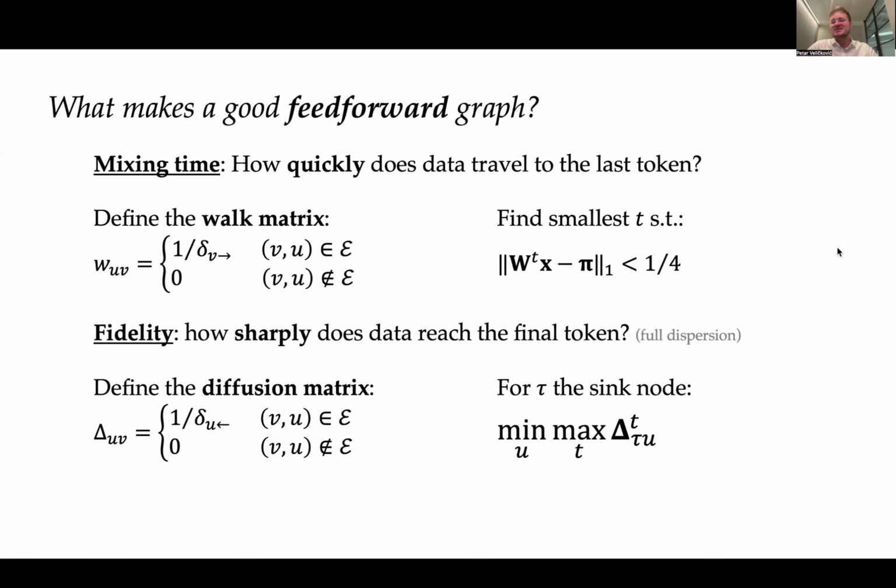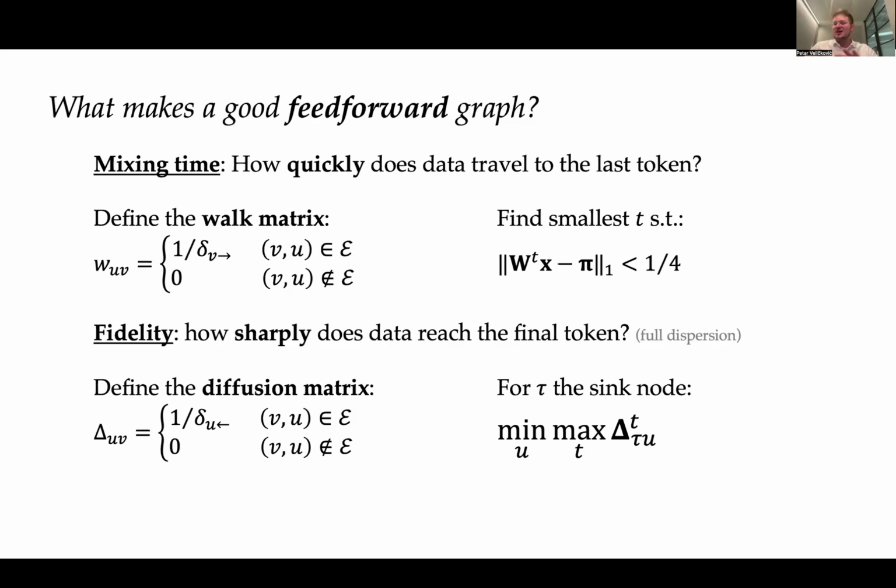Another thing you can do, so mixing time tells you how quickly data travels, but as we discussed in the case of over-squashing and bottlenecks, it doesn't matter if the data travels quickly to the final token if it doesn't arrive in one piece, right? So basically, if you lose all the information in your late tokens at the expense of passing your early tokens with a lot of pads, you're not going to have a good time. So we also measure a converse process, which is fidelity. So how sharply does this data reach the final token?